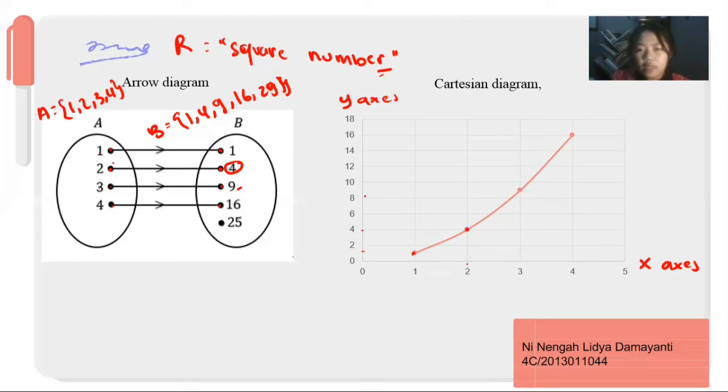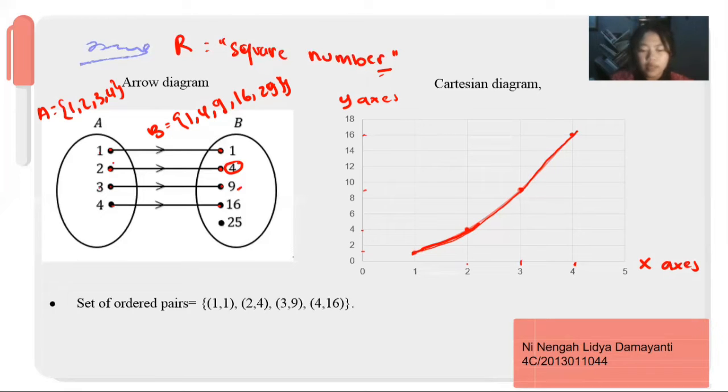And then we pair 9 with 3 because 9 is the square of 3, and then we make a dot here. And then we pair 16 with 4 because 16 is the square of 4, and then we make a dot here. Then we draw a line through all the points. So this is called a Cartesian diagram.